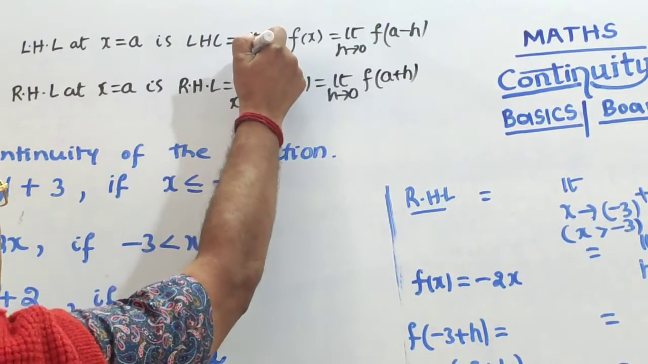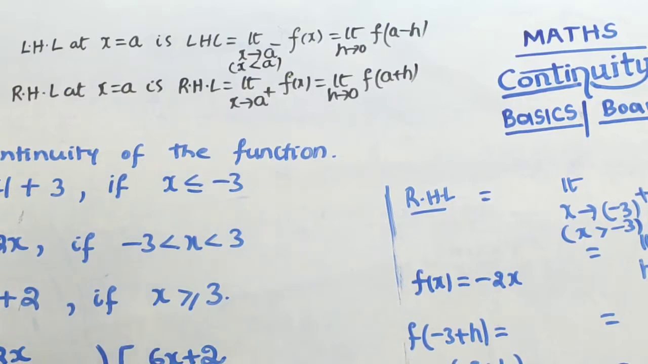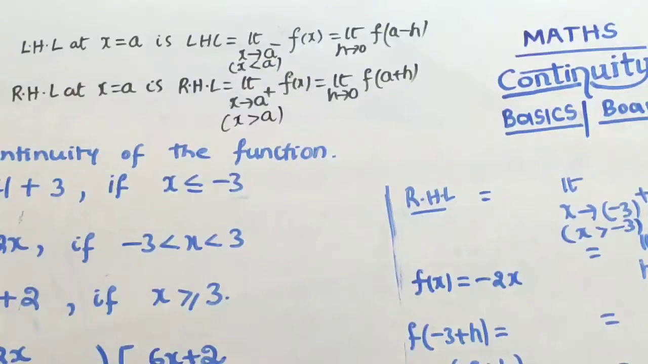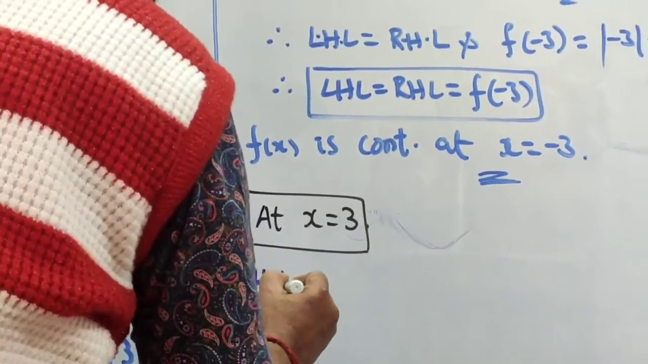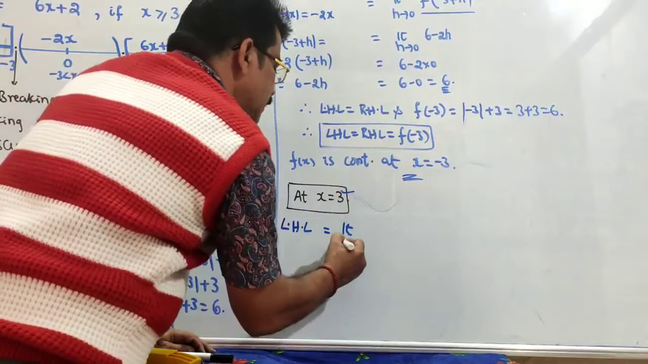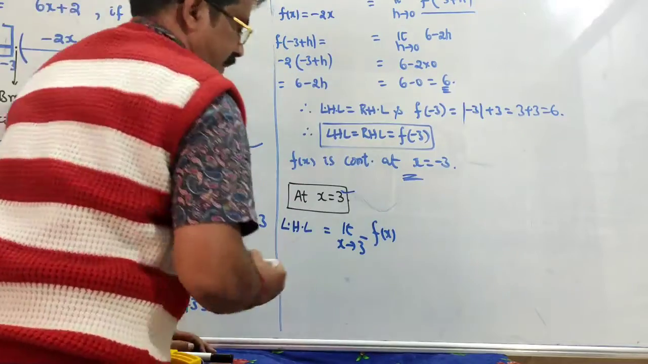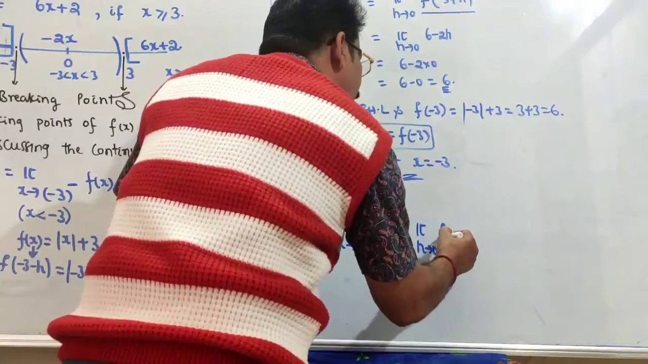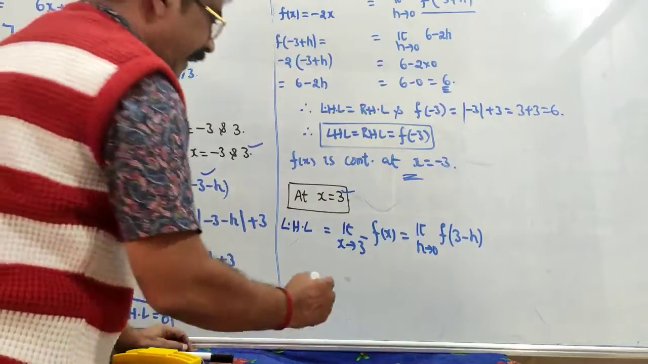It is the formula, notation, meaning. One minute. x tends to a minus means that x is less than a. Remember, x tends to a plus means x is greater than a. So here, left hand limit: instead of a we are writing 3. So limit x tends to 3 minus f of x is the notation. Next formula: limit h tends to 0 f of a minus h.